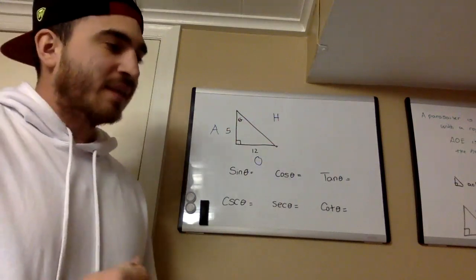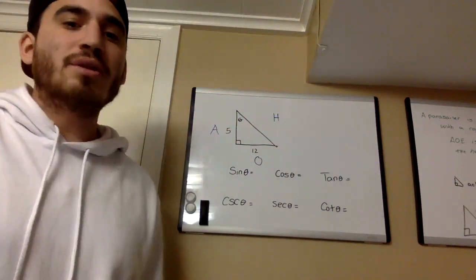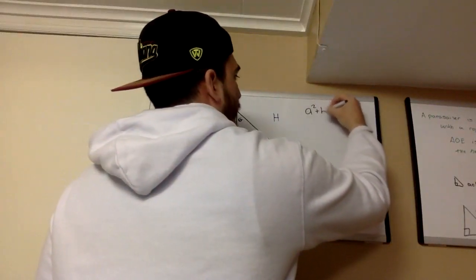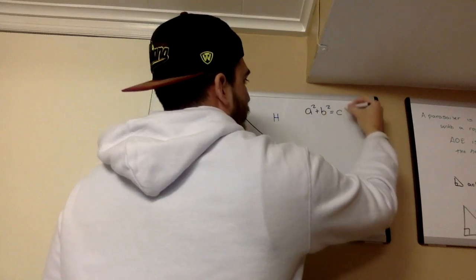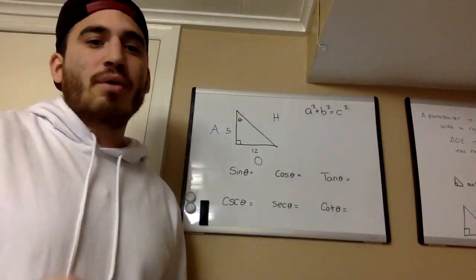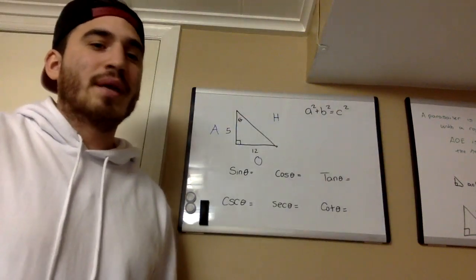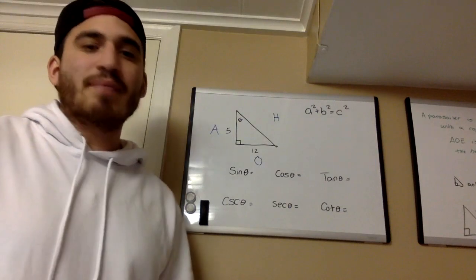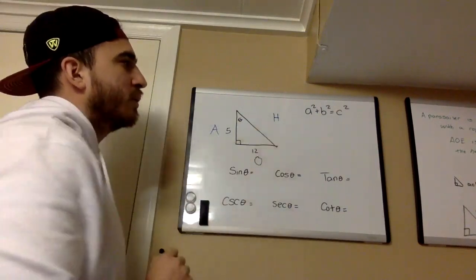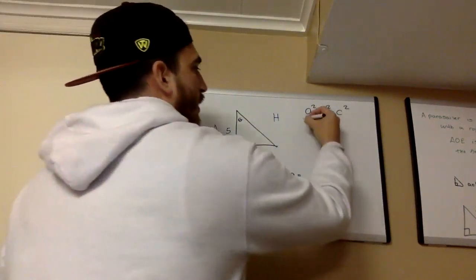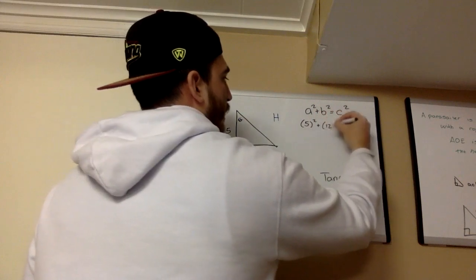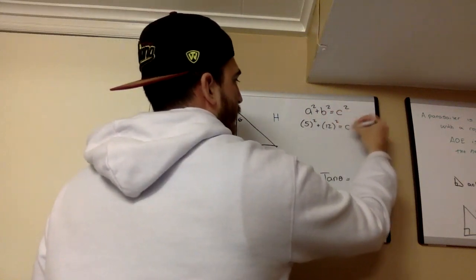But since this is a right triangle, we are allowed to use the Pythagorean theorem. That is a squared plus b squared is equal to c squared. Your c is always going to be your hypotenuse, no matter what. The a and the b are going to be your legs. It doesn't matter which one you put in each place. So here we have 2 legs, and we're trying to find a hypotenuse. So I'm just going to plug in 5 squared plus 12 squared is equal to c squared.